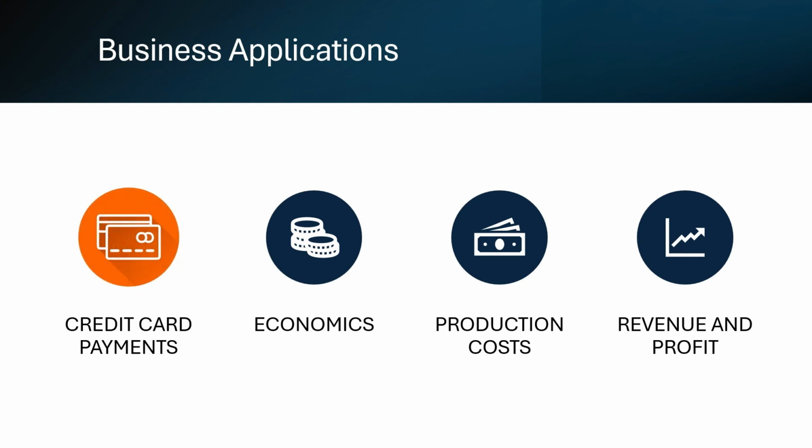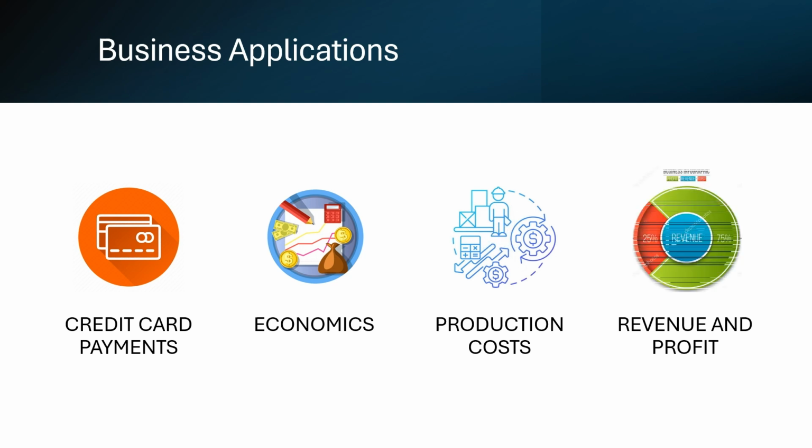Starting with credit card payments, companies are going to use your interest rate and account balances to determine what your minimum amount due and your payment structures are every month. In economics, we're going to use the supply and demand curve to find the price elasticity at any given point. And for both production costs and revenue and profit, we're going to use calculus to minimize those production costs and maximize your profit.